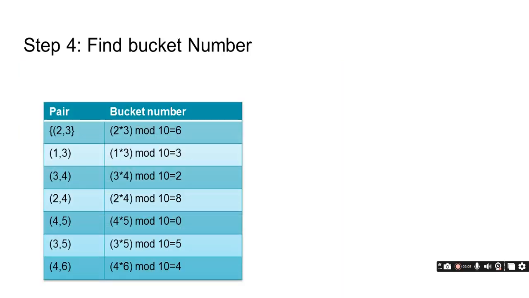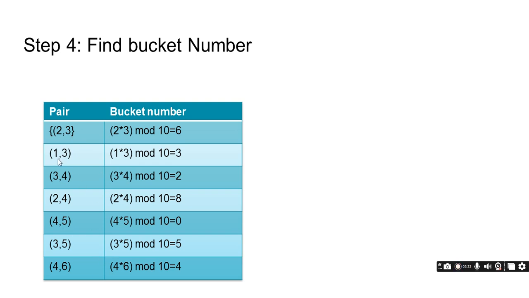Coming to the next thing, we try to find out the bucket number. Again, how to find the bucket number has been explained in detail in the previous example. So here, let's say I have a pair 2 3. You know the formula is i into j mod 10. So I do 2 into 3 mod 10. 2 threes are 6, and 6 mod 10 is 6. Like that you find the bucket of each and every pair.